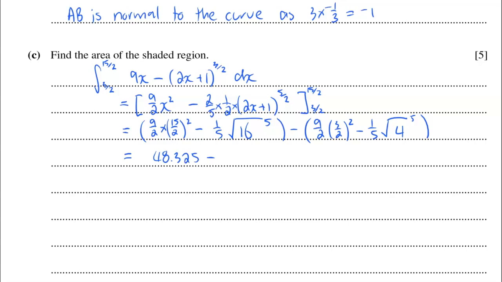All right, and we subtract the other brackets. So 9 on 2 times 1.5 squared minus, the square root of 4 is 2, so we've got 2 to the 5 divided by 5, equals 3.725. All right, we subtract, and we're going to get 44.6. Oh, that's nice. 44.6, that's the area under the curve.